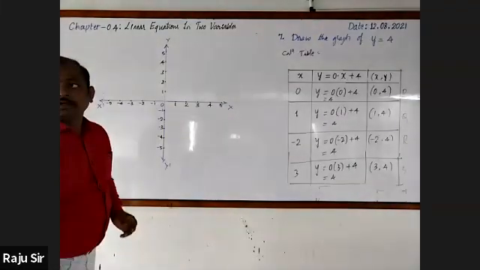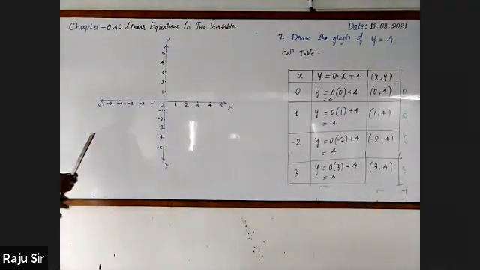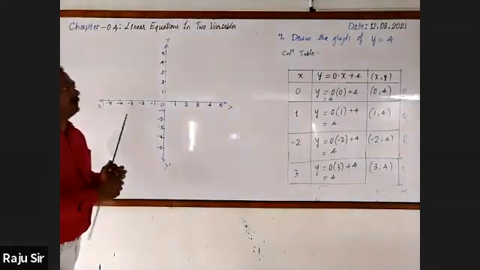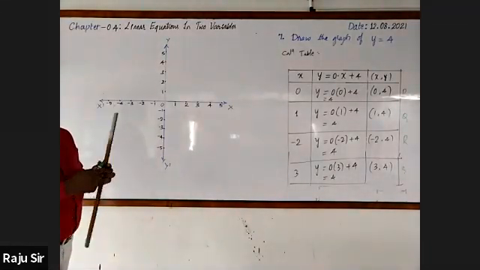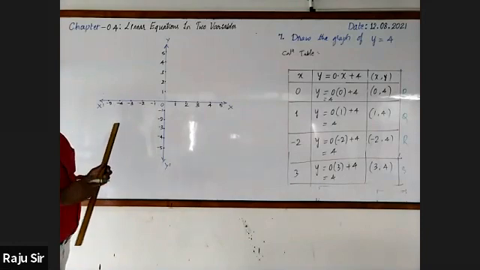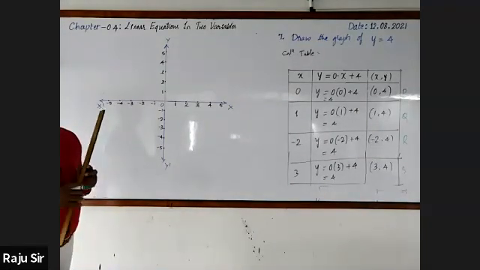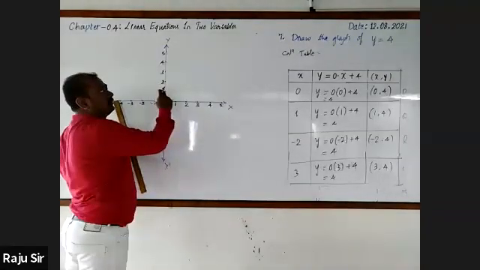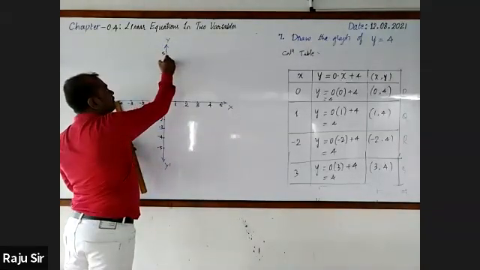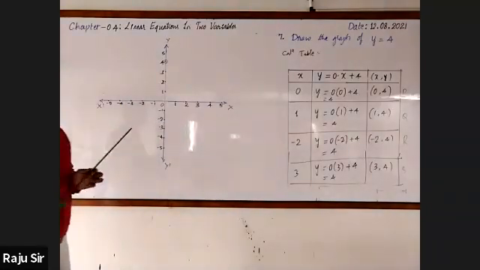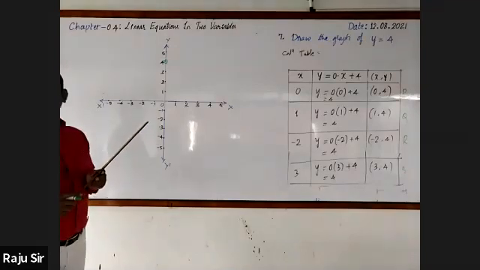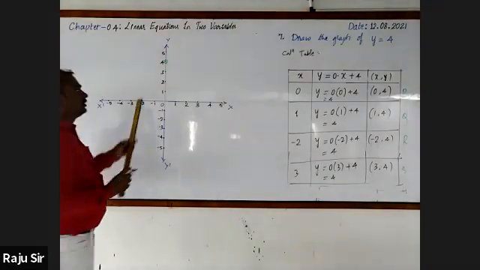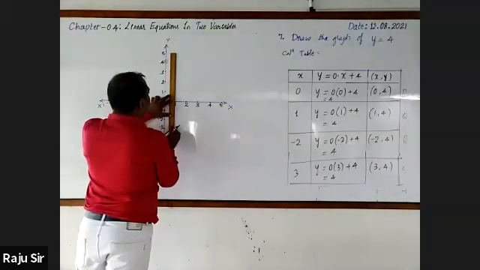Yes. Let us mark the points. First P (0, 4). Where does it come? Positive side of the y-axis. (0, 4). Then (1, 4). Which quadrant? First quadrant. (1, 4).